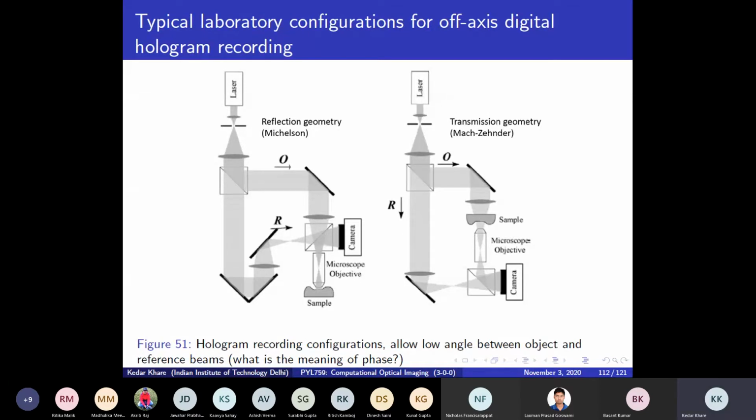Sir, in transmission geometry, the wavefront which emerges from the sample is susceptible to internal structure, right? Yes, it is actually seeing the internal structure. But it is like a projection through. I will write one more equation on the next slide, but basically it is an integrated phase through the sample.